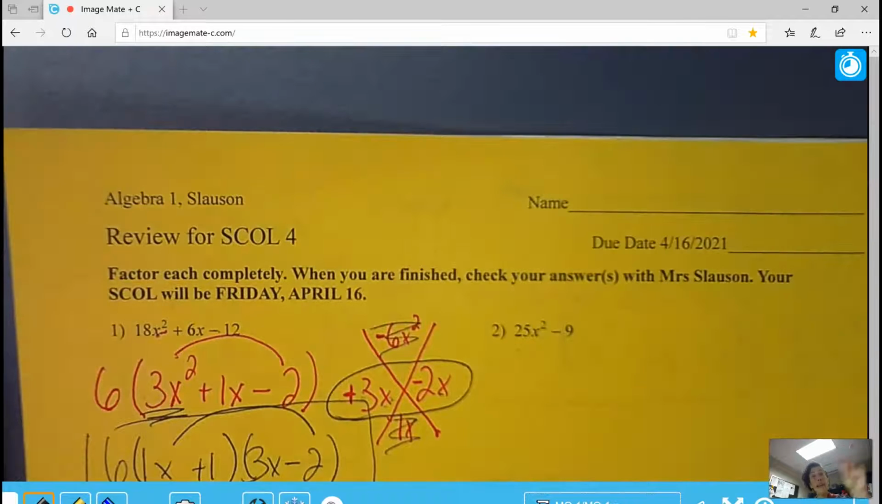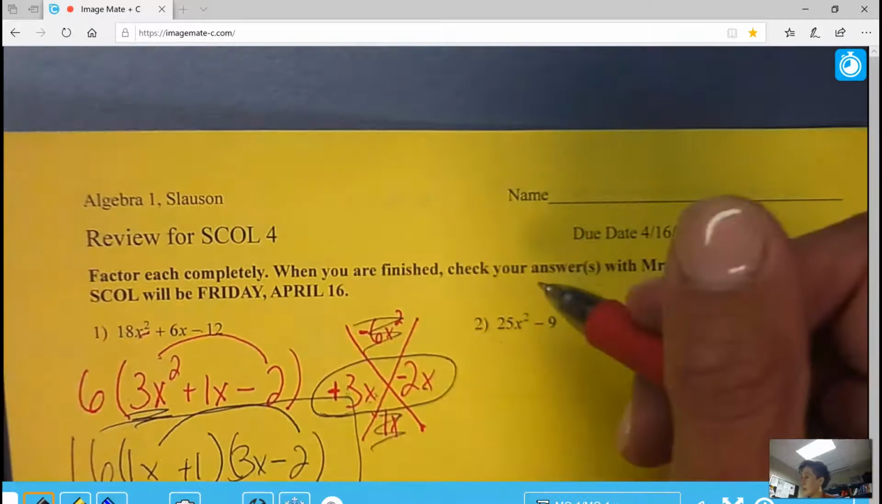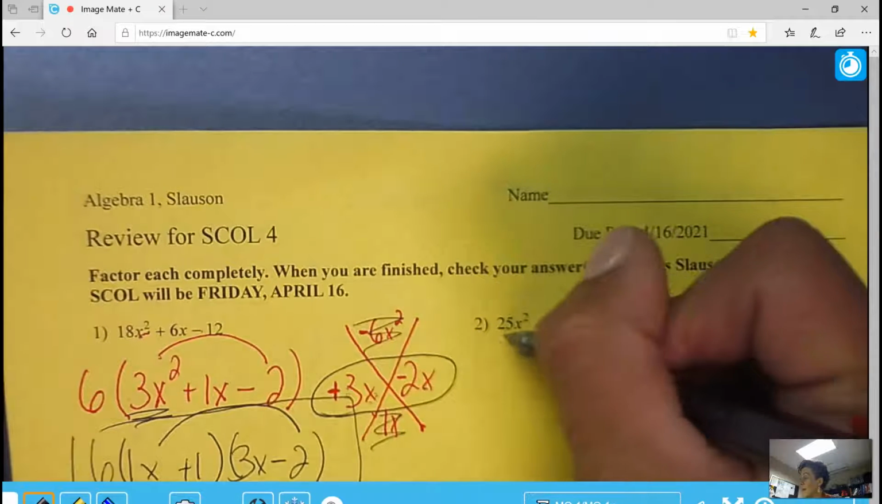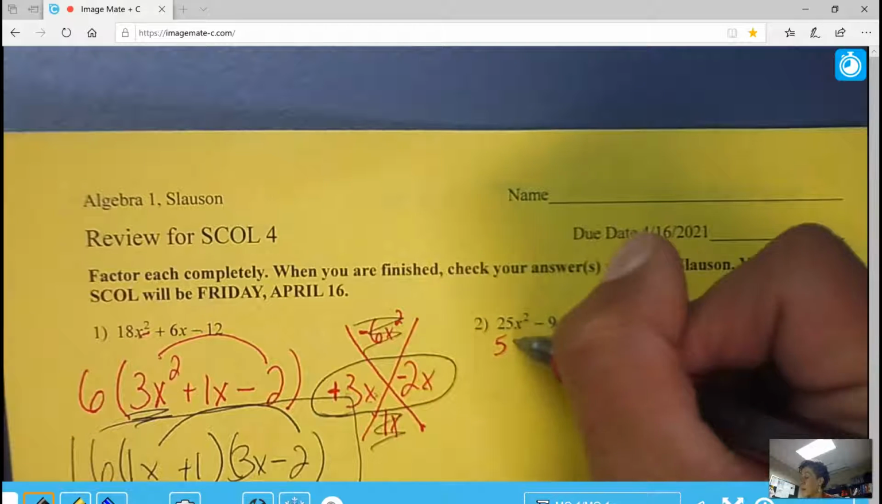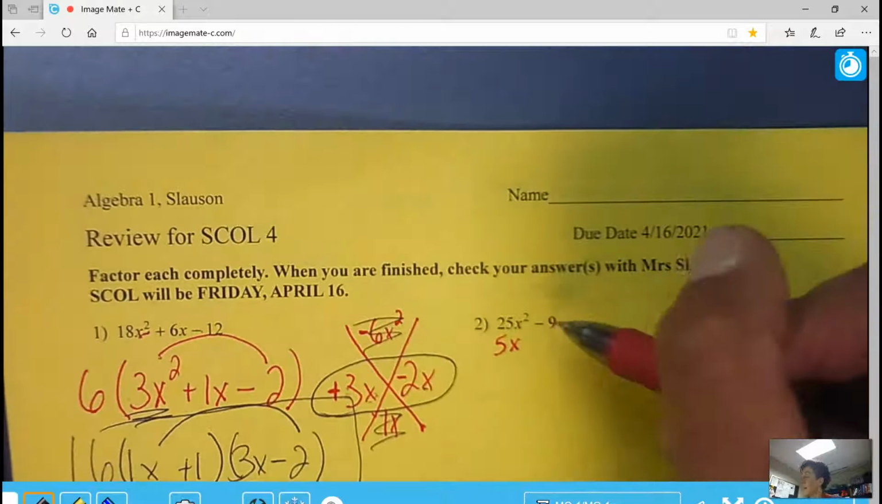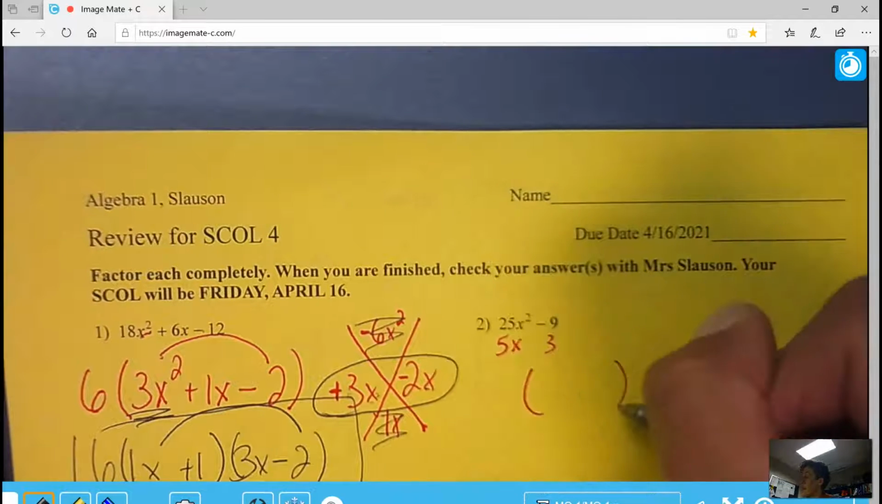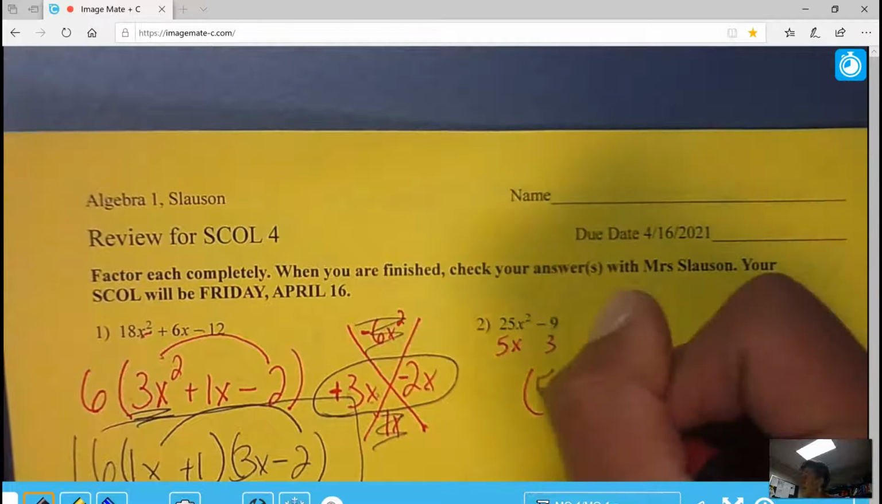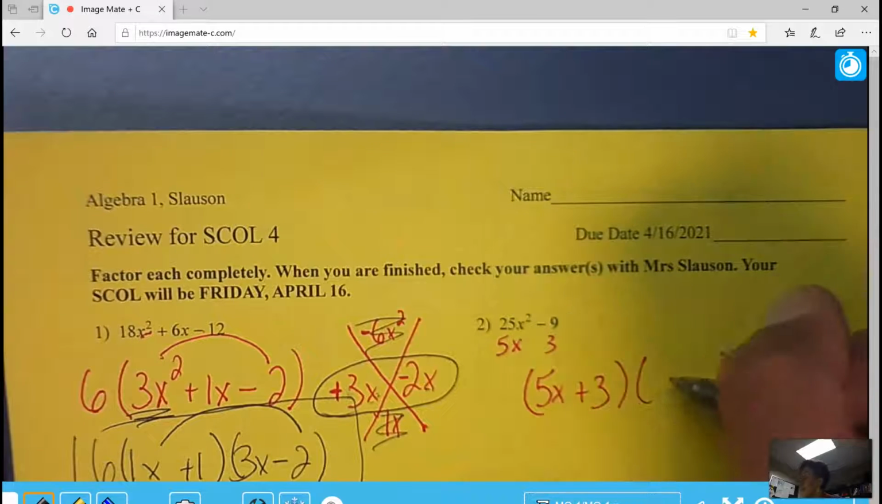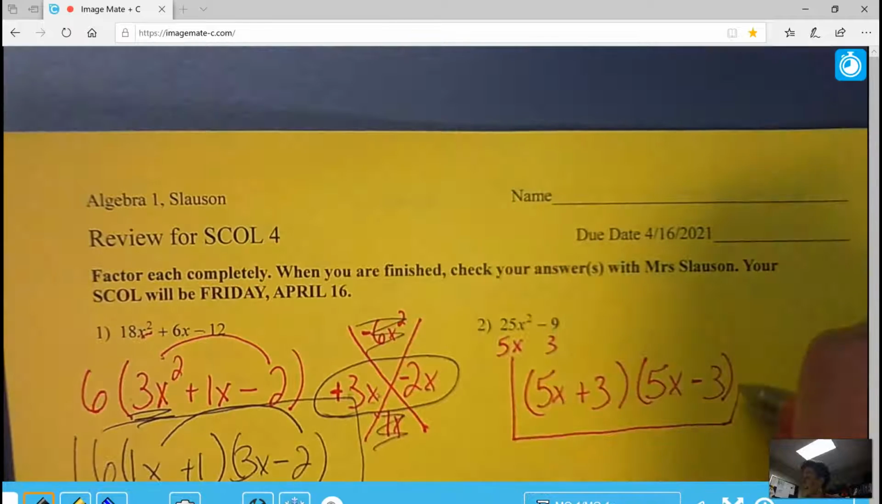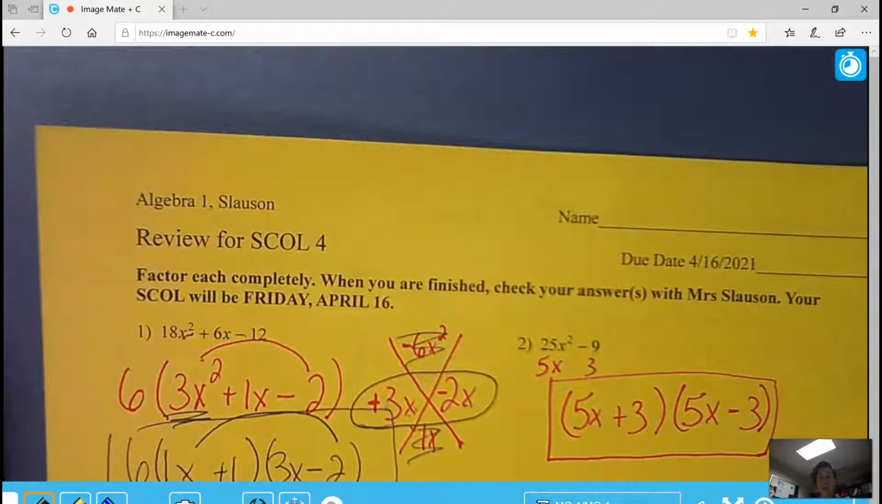So using your diagonal on the multiplication side, you would see that 25 has a square root of 5. X squared's square root is always x. 9's square root is 3. So what I'll do is go straight to my parentheses. Remember there are 2, and I'll put 5x plus 3 in one, and 5x minus 3 in the other. And then that is it. That is factored all the way.